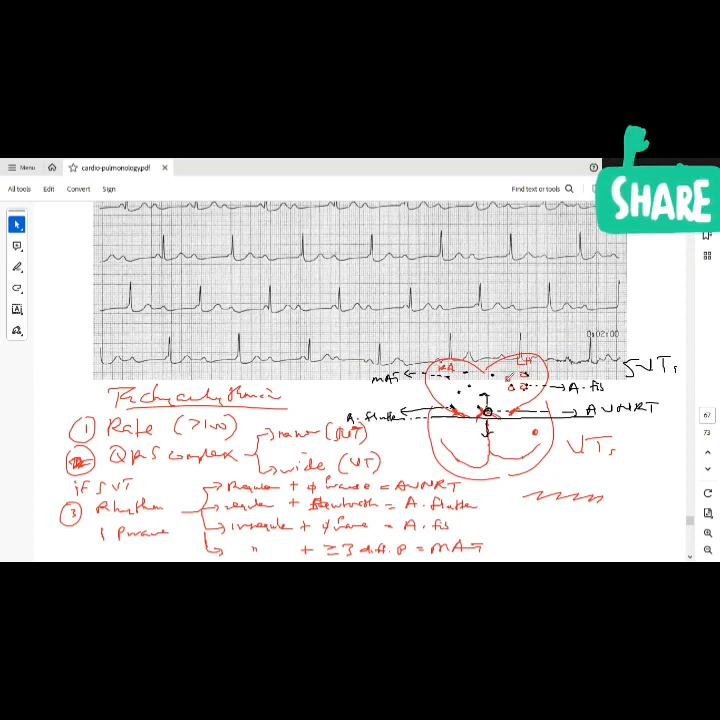Make sense? Yeah. What class is the 1 and 3? Sodium channel blockers and potassium channel blockers.